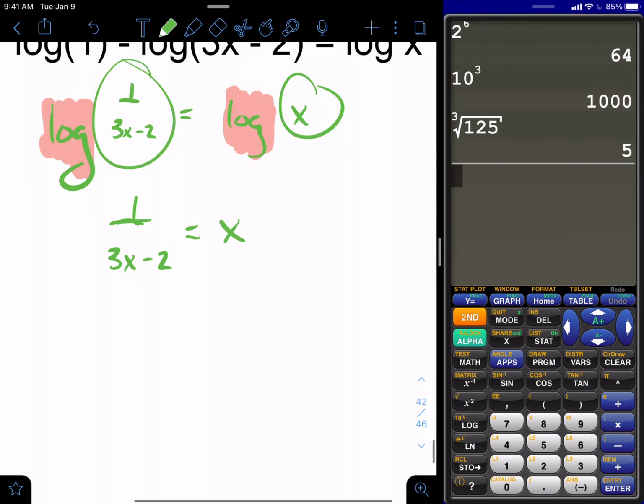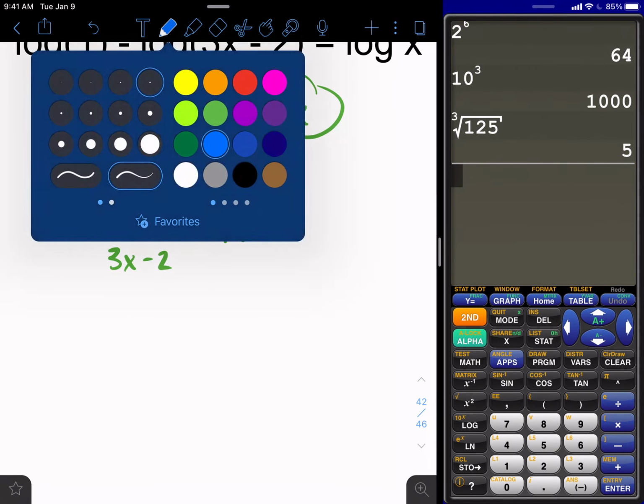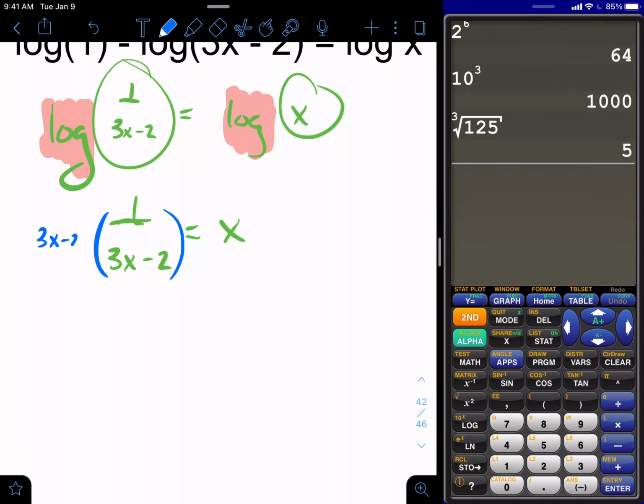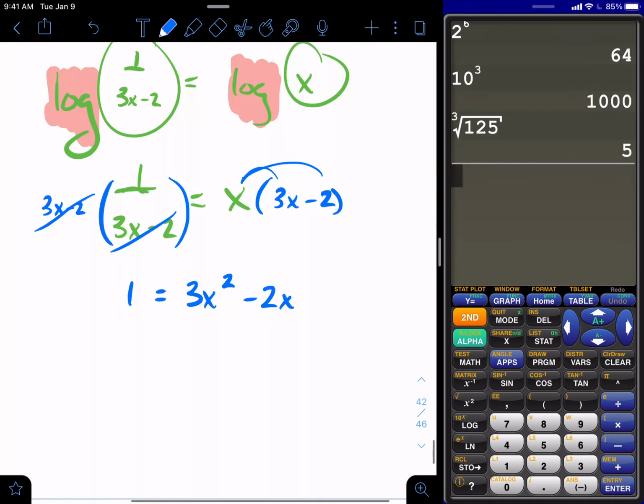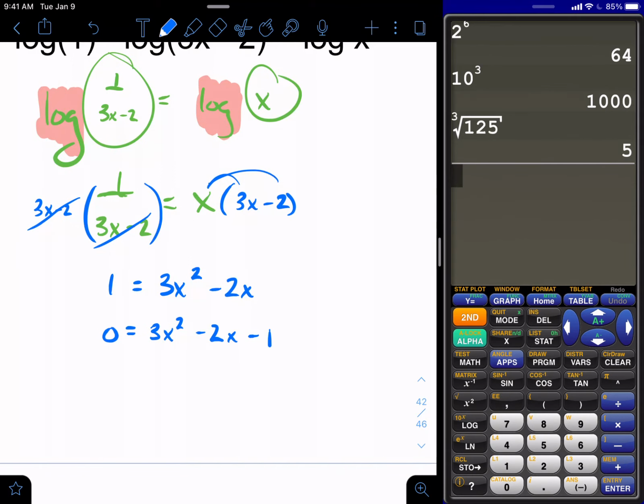Now, to solve this, what I would suggest doing is multiplying both sides by 3x minus 2, because that's going to undo this division and cancel that off. On the other side, I still have to multiply by 3x minus 2 to keep it balanced. So it'll be 1 equals, now if we distribute this out, 3x squared minus 2x. And then to finish solving this, let's pull the 1 over to the other side. So I'll be at 0 is equal to 3x squared minus 2x minus 1.